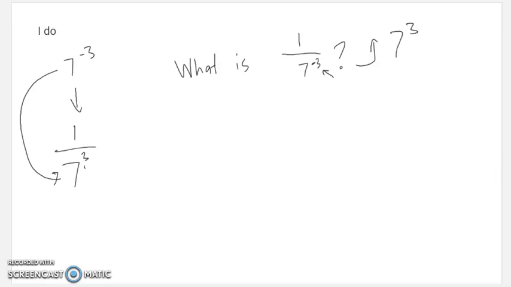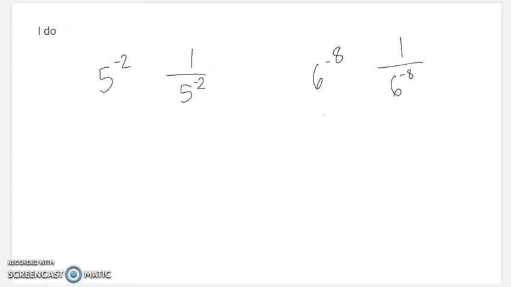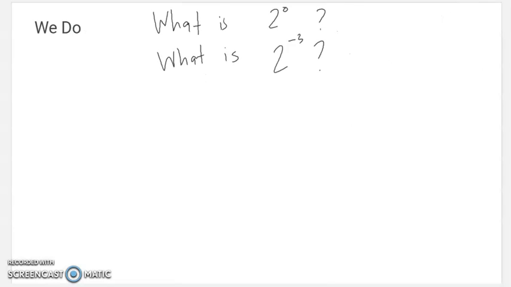7 to the 3rd power and 1/7 to the -3rd power are equivalent. So you can always just bump the exponent up or down in the fraction and make it positive or negative. That's one last thing to know. All right. Let's do these in your notes today.